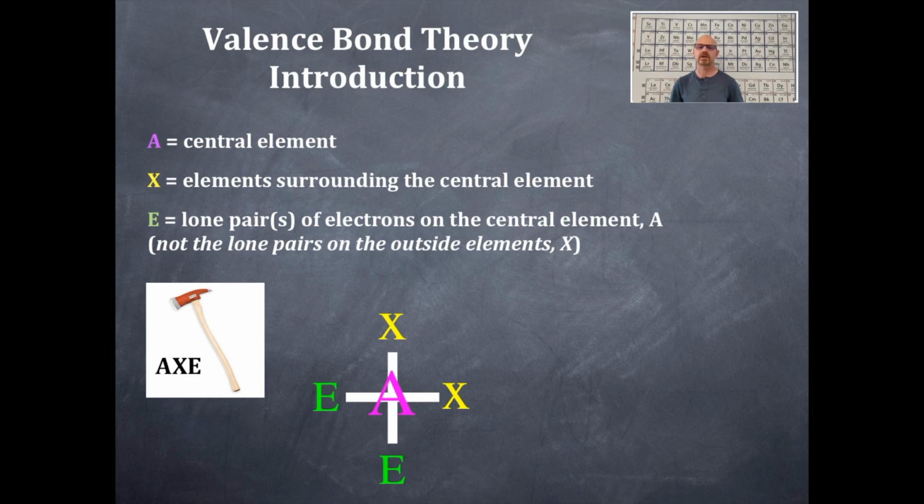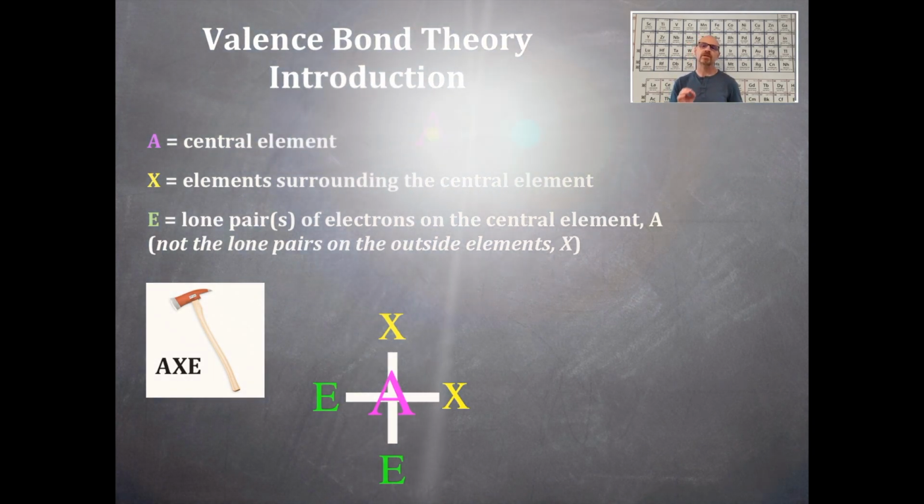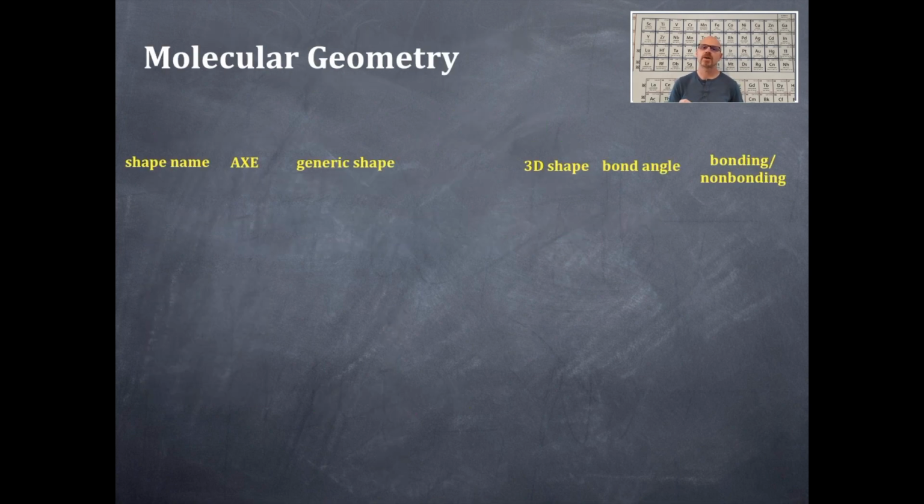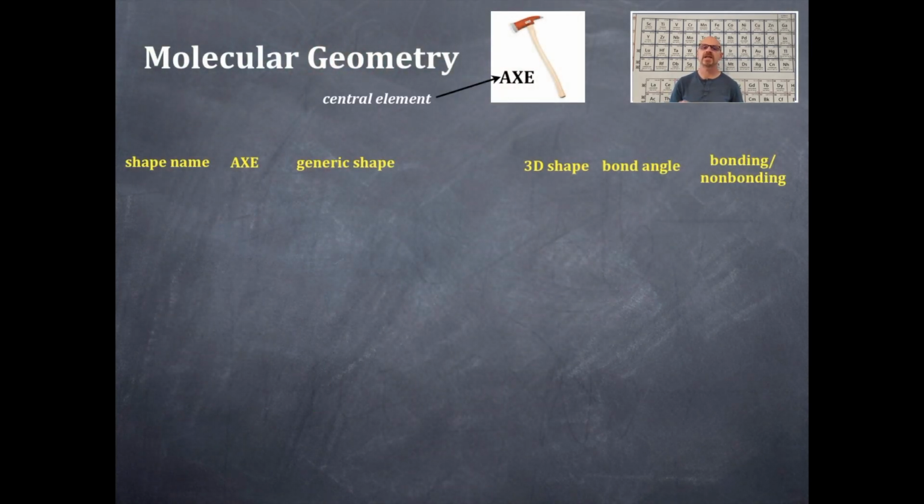So let's see how this works. Okay, so we're going to get this generic formula, which is AXE. The A is the central element, the X's are the outside elements, the E's are the lone pairs only on the central element. Okay, so some examples of molecular geometry and just a reminder about the AXE there.